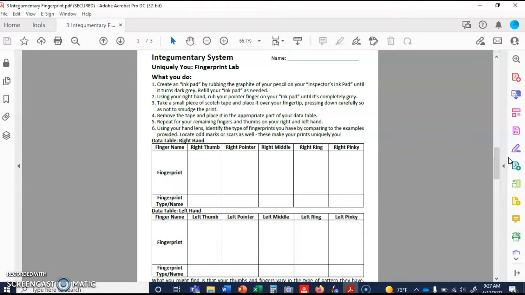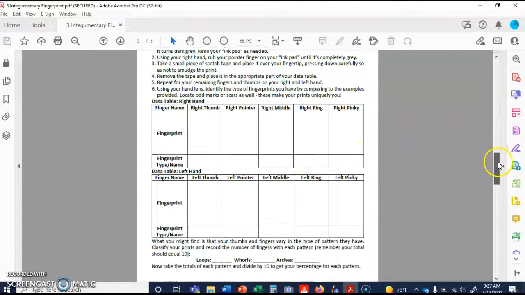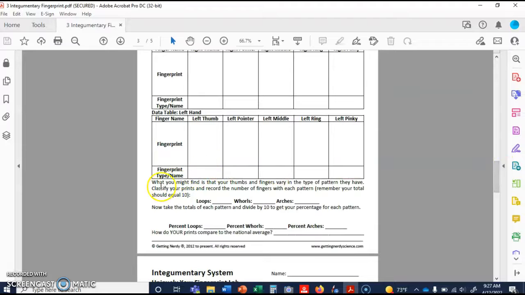You were given a fingerprint ink pad. So you should have all of your different fingers here, fingerprints, and then you need to name whether or not they are a whorl or a loop or an arch down here. So that's for your right hand and then for your left hand.